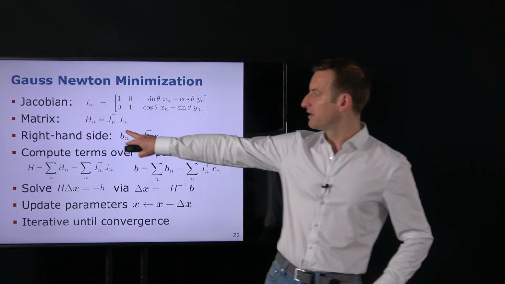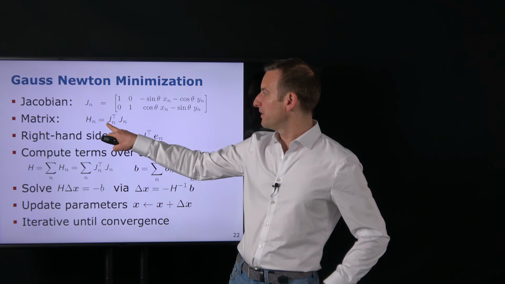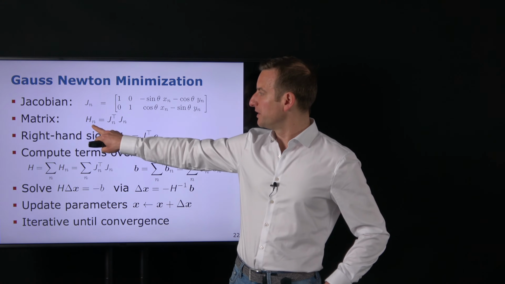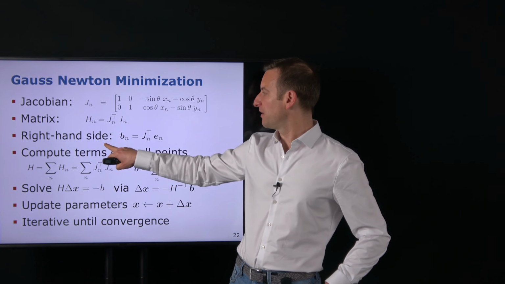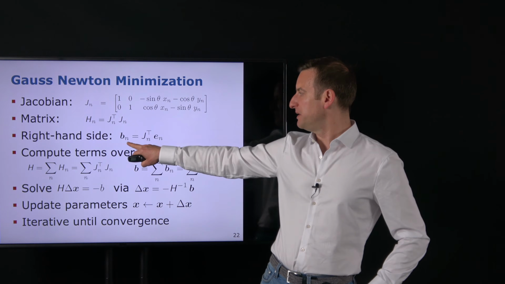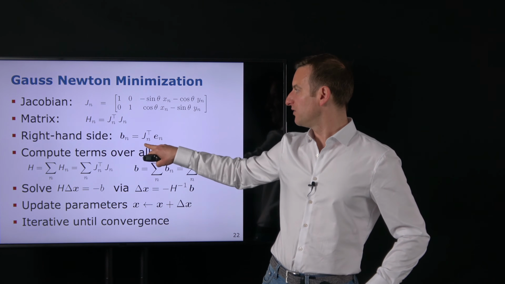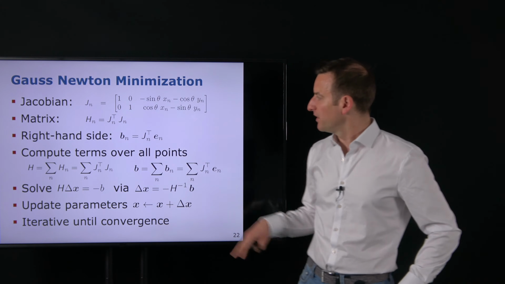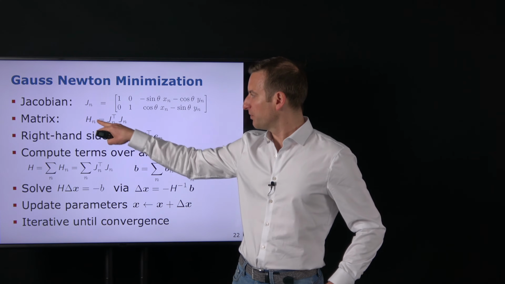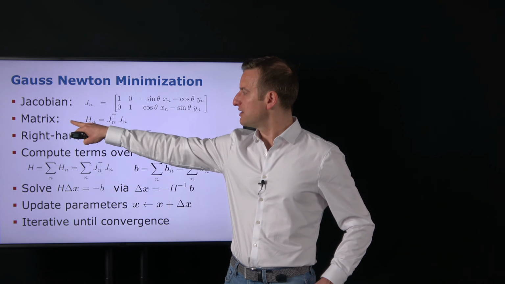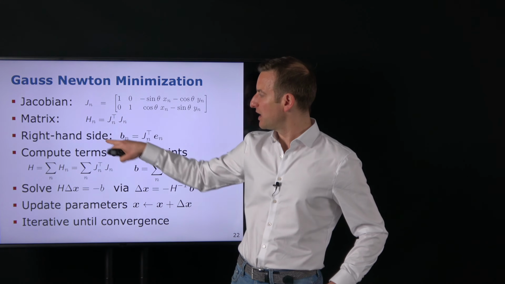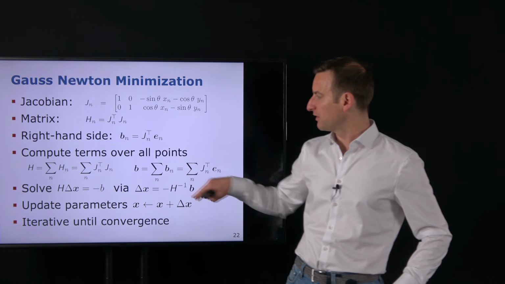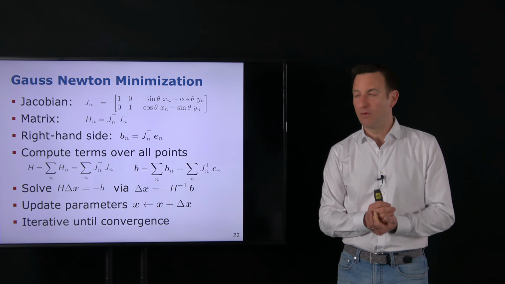As a result of the Jacobian, I can compute my matrix Hn, which is the Jacobian transpose times the Jacobian, holding only for the point correspondence n. I can do the same for the right-hand side, bn. So the vector of the right-hand side is J transposed times En, the error vector for n, and then I need to sum over all correspondences. So my matrix H is a sum over these matrices Hn, and same for the right-hand side. So my matrix H has this form, vector b has this form, and then I have all the components that I need.